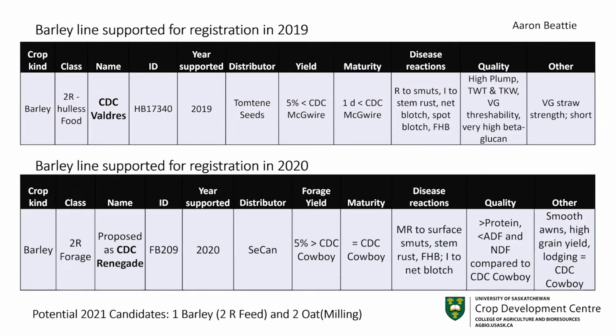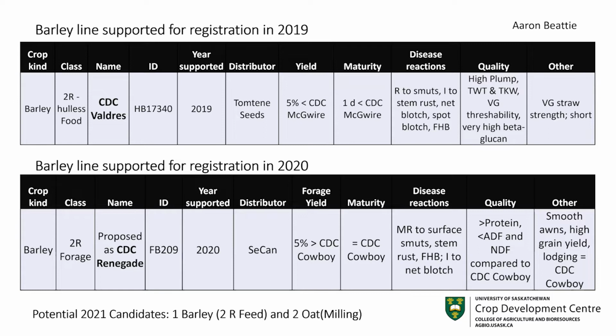And then there's one barley line supported for registration in 2020. This is FB209, and its proposed name is CDC Renegade. This is a 2-row forage barley. It will be distributed by SeCan. The check for this is CDC Cowboy.